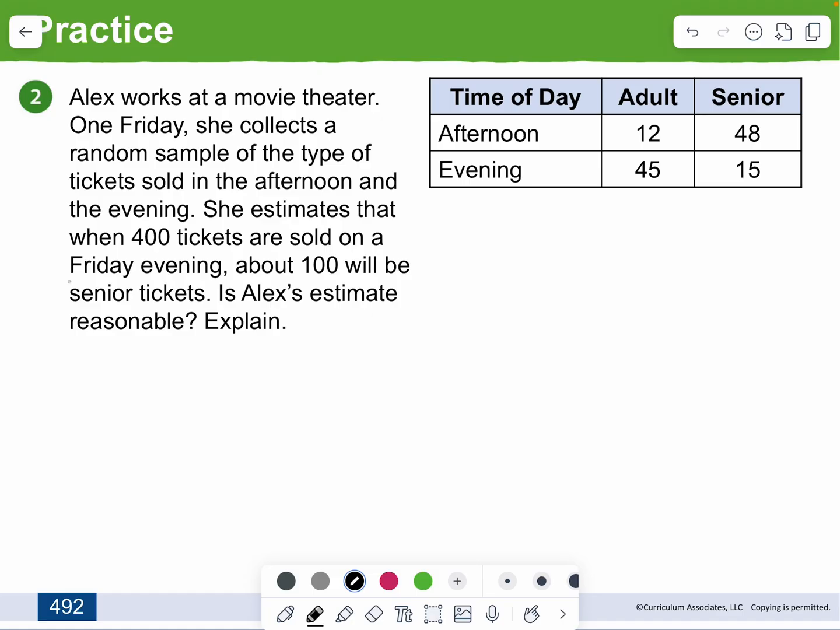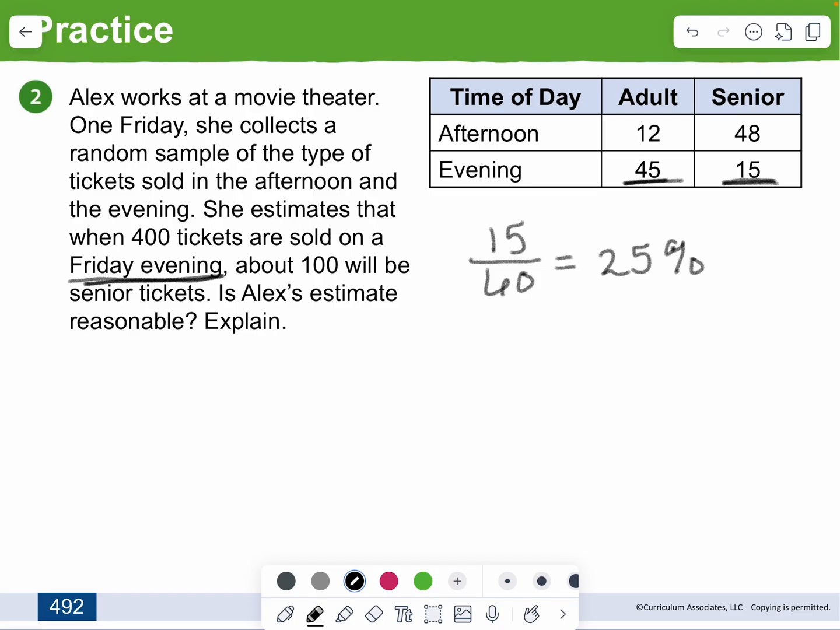So we're talking about Friday evening. So on Friday evening, how many tickets were in her sample? 45 plus 15, that is 60, right? How many were senior tickets? 15. So what is 15 out of 60? 25%, or 0.25.